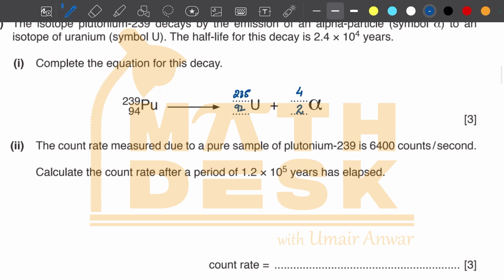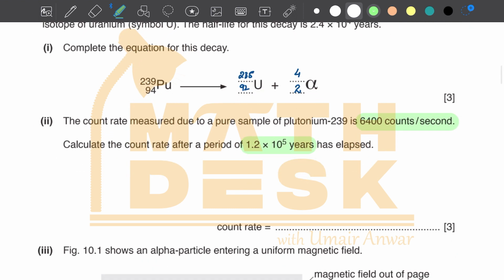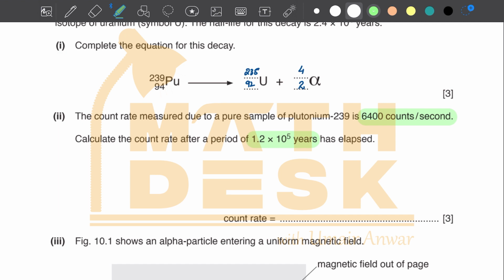The next part says the count rate measured due to a pure sample of plutonium-239 is 6400 counts per second. So this is the initial count rate. Calculate the count rate after a period of 1.2 times 10 raised to 5 years has elapsed. So after this much time, what would be the count rate? That is what we need to find out.